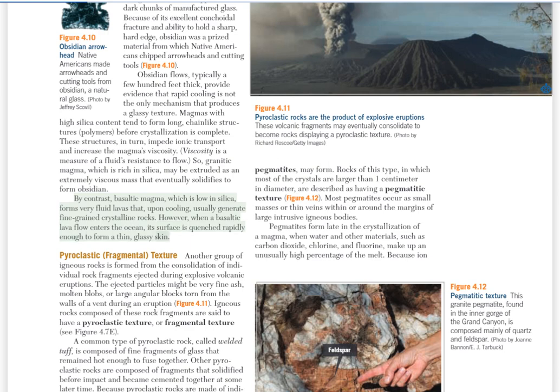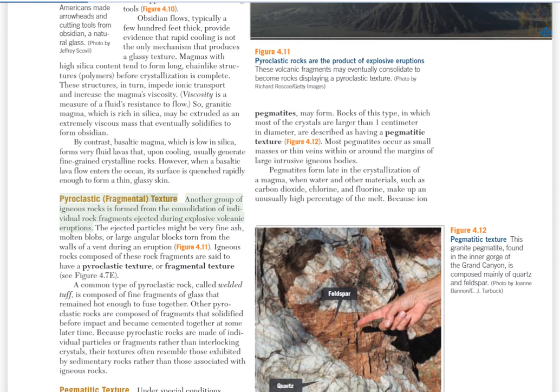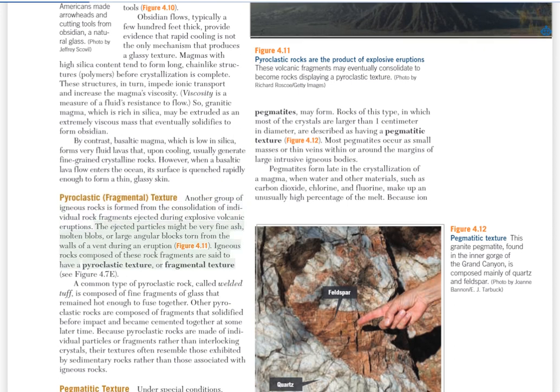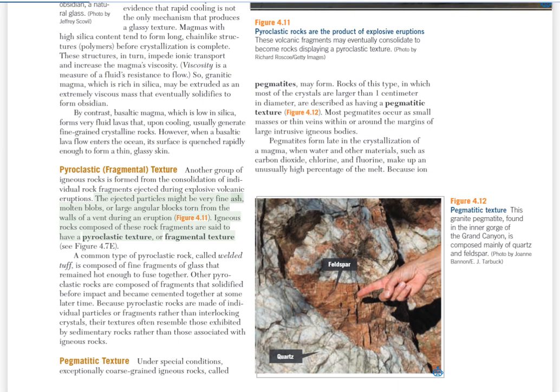Pyroclastic texture: another group of igneous rocks is formed from the consolidation of individual rock fragments ejected during explosive volcanic eruptions. The ejected particles might be very fine ash, molten blobs, or large angular blocks torn from the walls of a vent during an eruption. Igneous rocks composed of these rock fragments are said to have a pyroclastic texture, or fragmental texture.